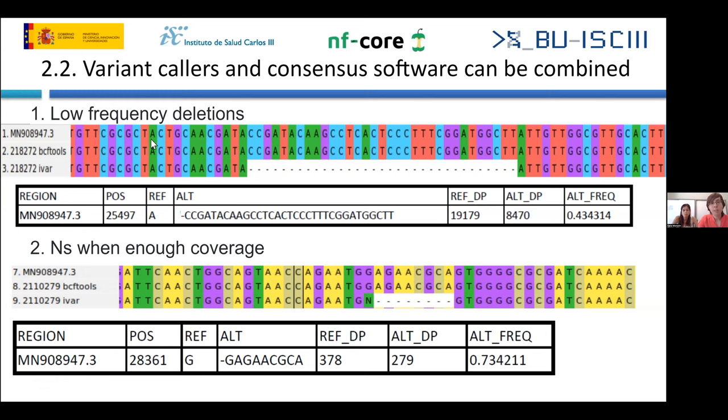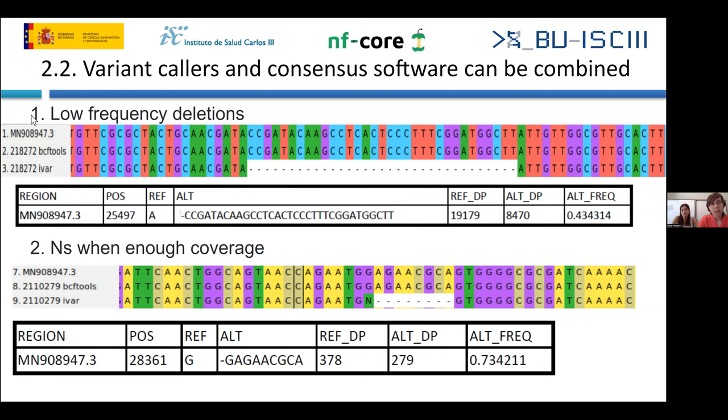For example, here we see that iVar includes low frequency deletions. When we use viralrecon, we select a threshold for including variants in the consensus. For example, the default parameter is that we include variants in the consensus that meet the criteria of more than 0.75 allele frequency. In this case, we see that even if we use this criteria in viralrecon, this deletion, which has a 0.43 allele frequency, is included in the consensus where the reference should be included.